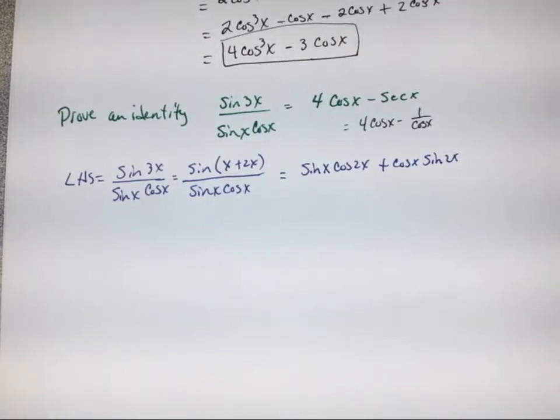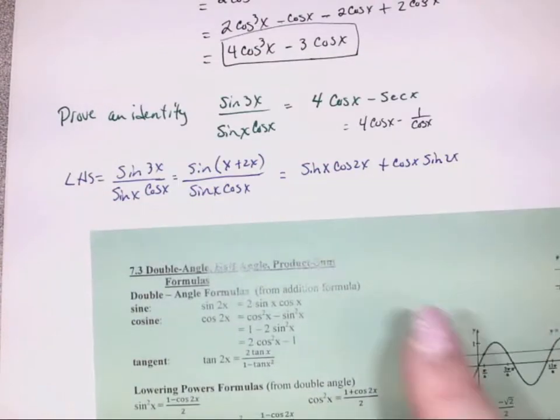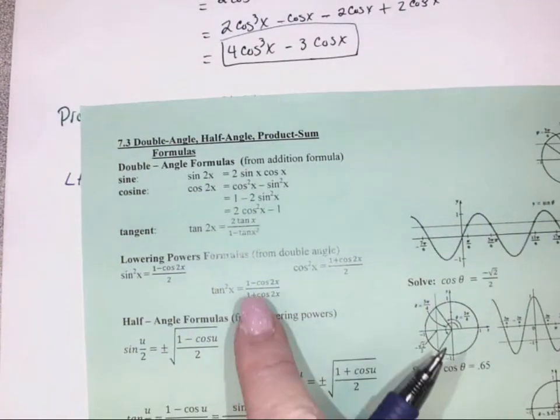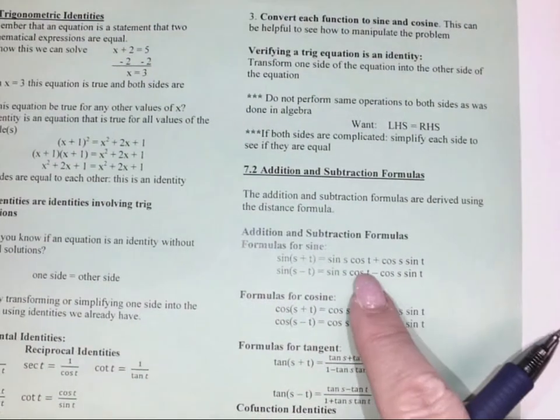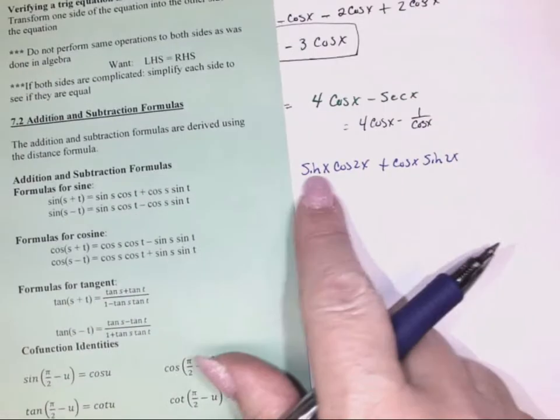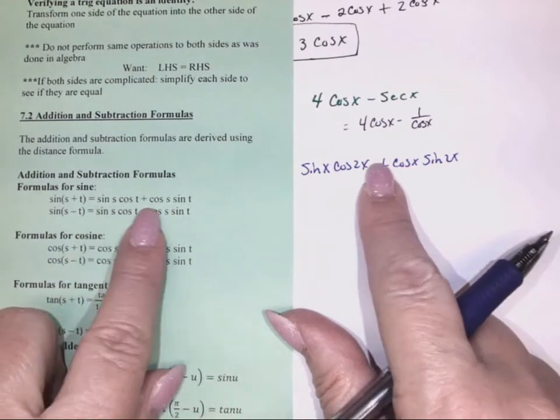And if you're struggling to follow these, pause for a minute, go look at your formula, because we've got our sine of x plus 2x. Oops, that's the addition, sorry. So many formulas, I'm telling you. So it'll be the sine, cosine, cosine, sine. That's just how the formula is.